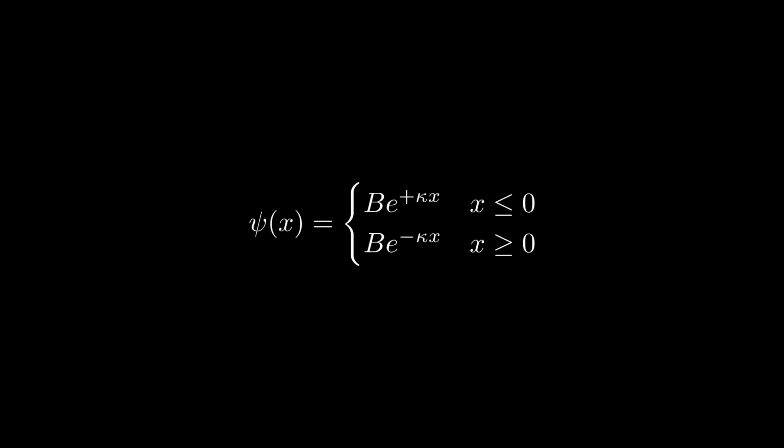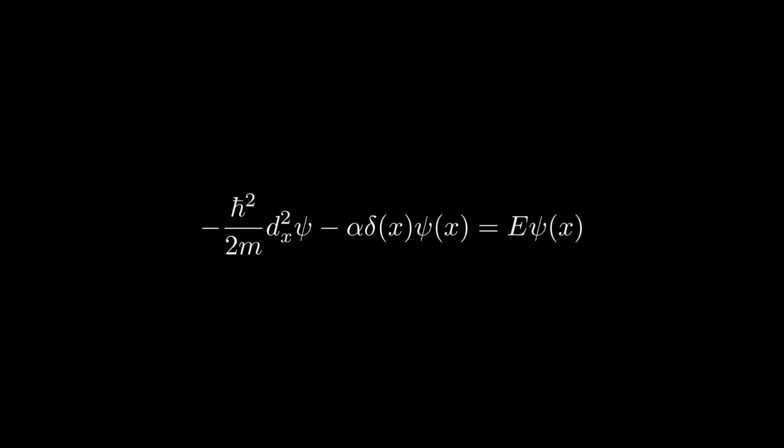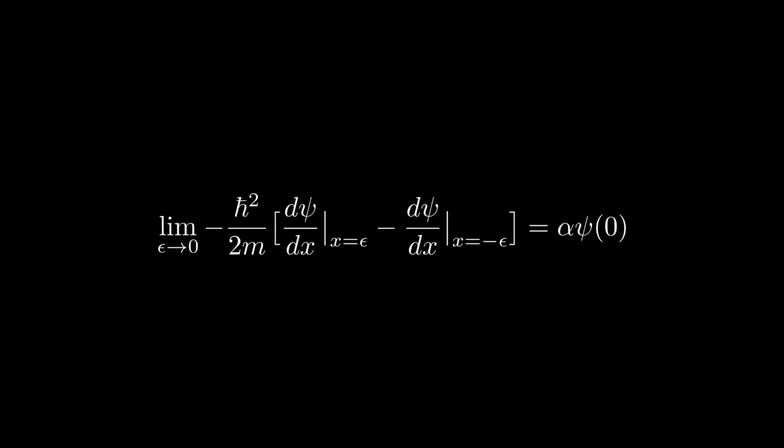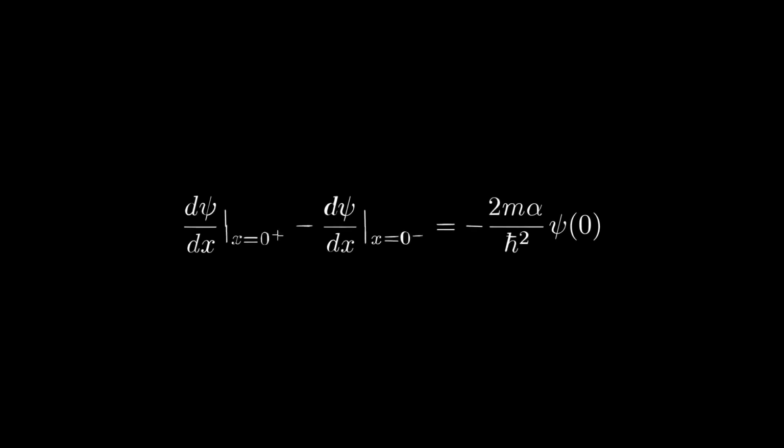In particular, if we look at the TISE and integrate both sides from x = -ε to x = +ε, the integral of psi vanishes, and the integral of its second derivative turns into the size of the jump discontinuity in the derivative of psi at x = 0. Algebraic manipulation then tells us that the size of the jump must be -2mα/ħ² times ψ(0).